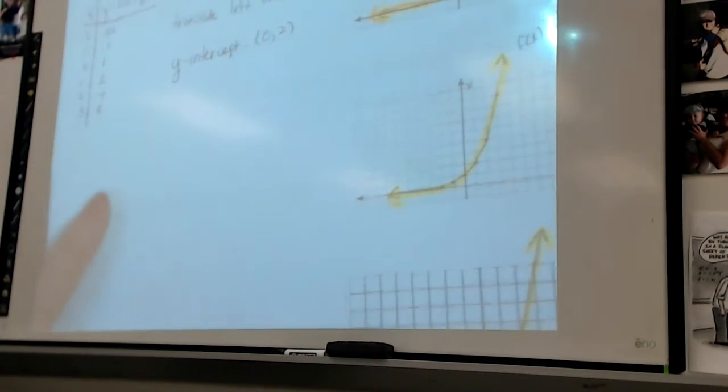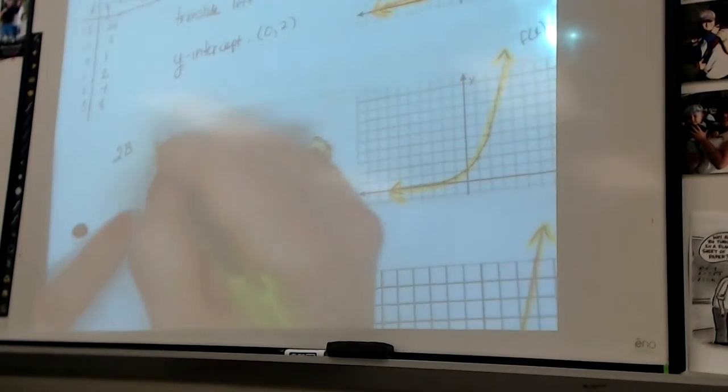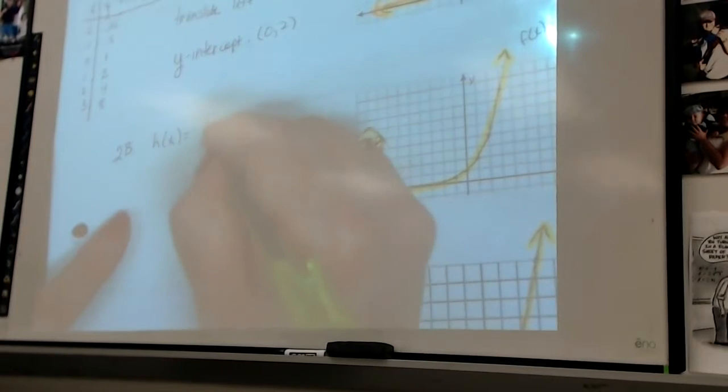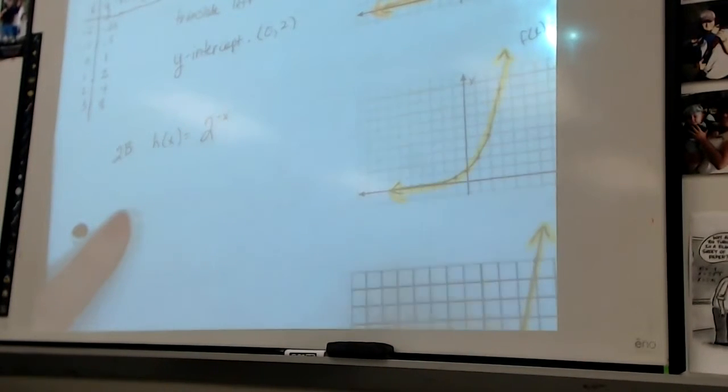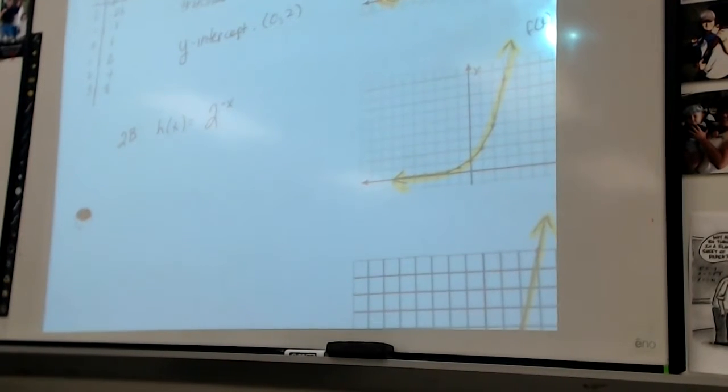Let's look at 2b. H of x equals 2 to the negative x power. So how many transformations do you see here of 2 to the x? 1. And what is it? A negative x. The negative in front of the x.